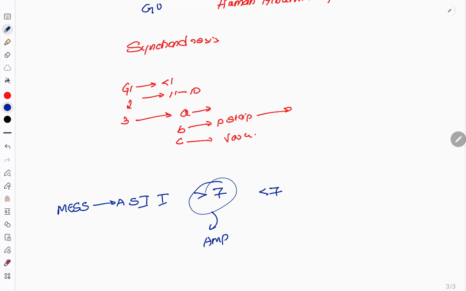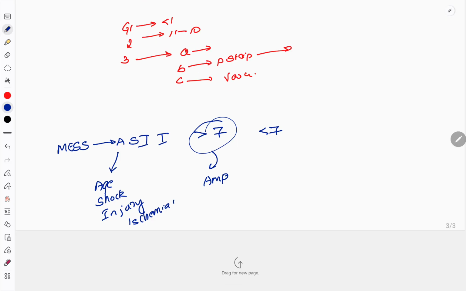Okay, so what is this ASI? What are the criteria involved in ASI? That is age, shock, injury and ischemia. Injury as in low, medium, high energy injury. Ischemia means whether there is limb ischemia involved, like pulselessness, paralysis or anything. Shock means that the patient is in shock. Age means whether they are above 50, less than 30 and all that. So this is all you have to remember if the MESS score is more than 7.